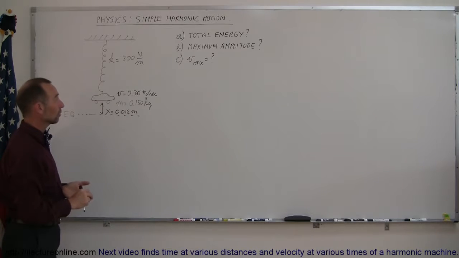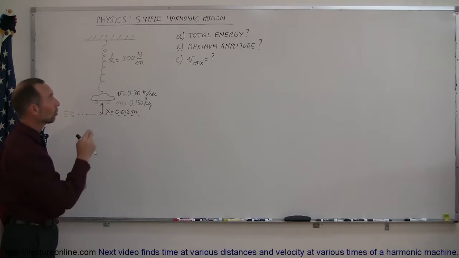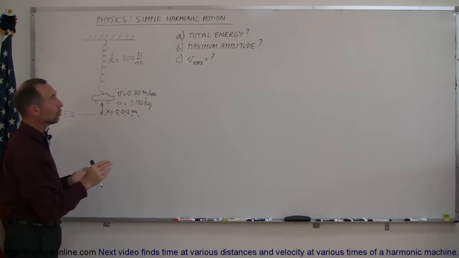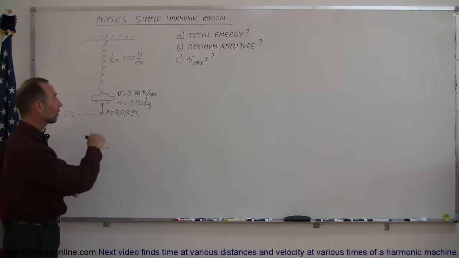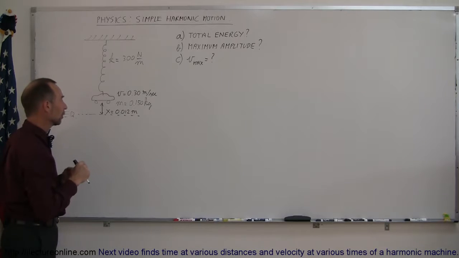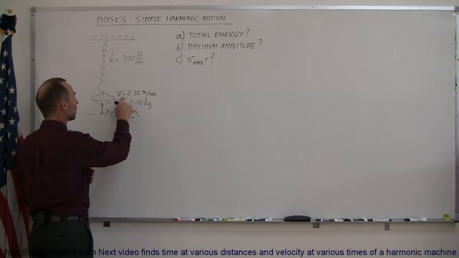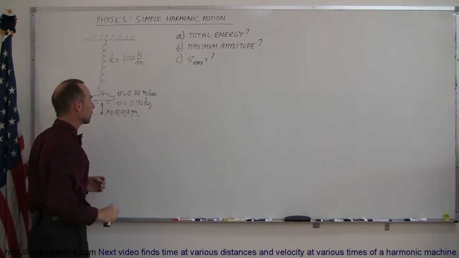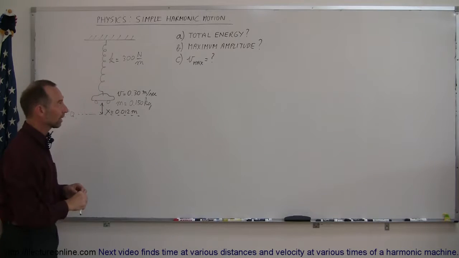And they're asking the following questions. What is the total energy? What is the maximum amplitude? And what is the maximum velocity while it's oscillating back and forth? And at this position right now, the velocity at this moment in time, when it's this far away from the equilibrium point, is 0.3 meters per second.